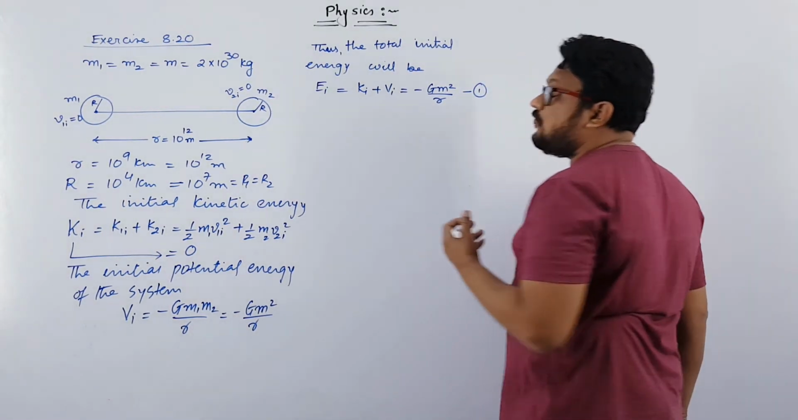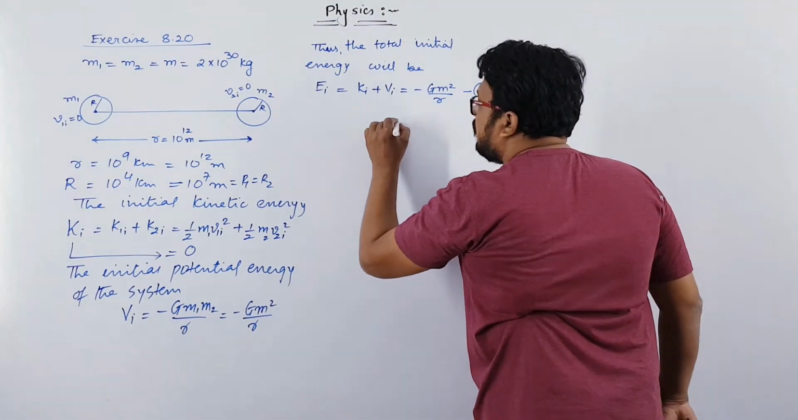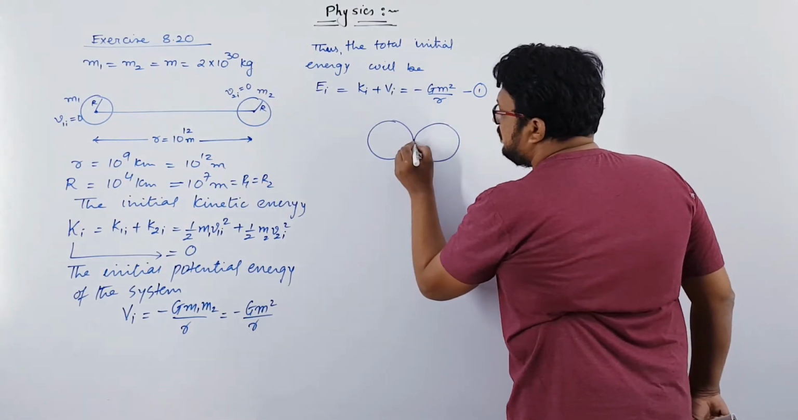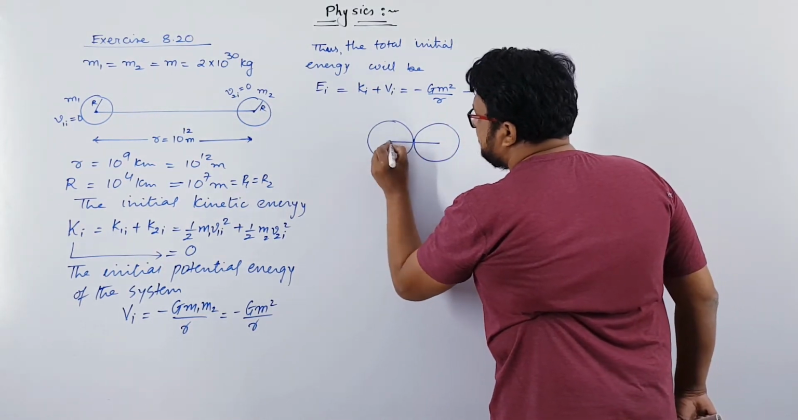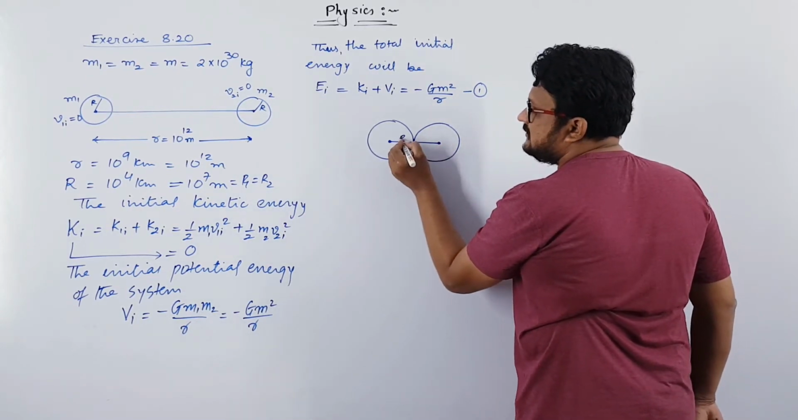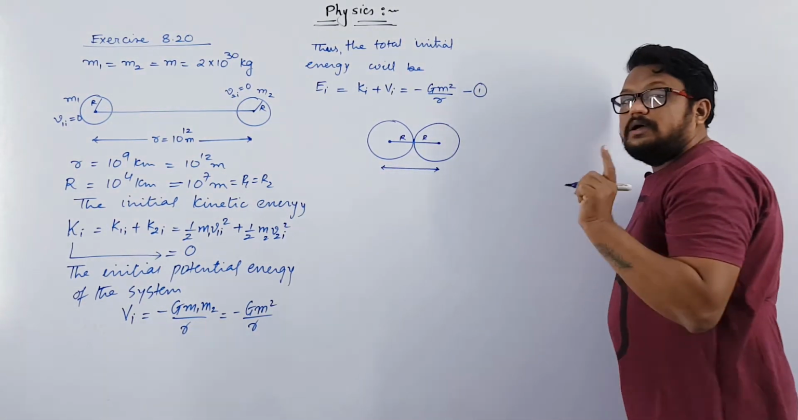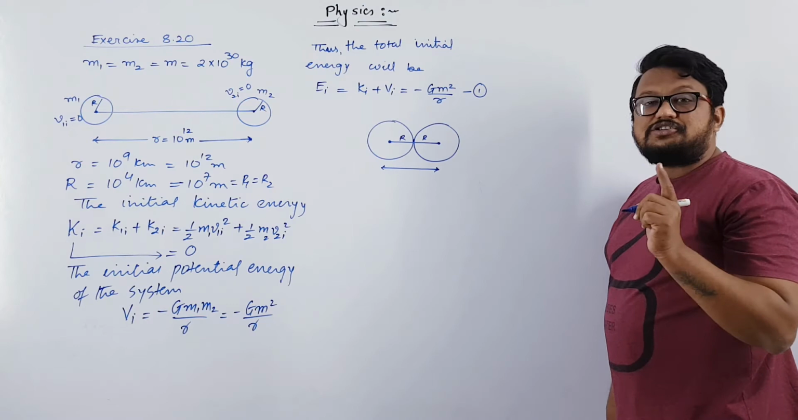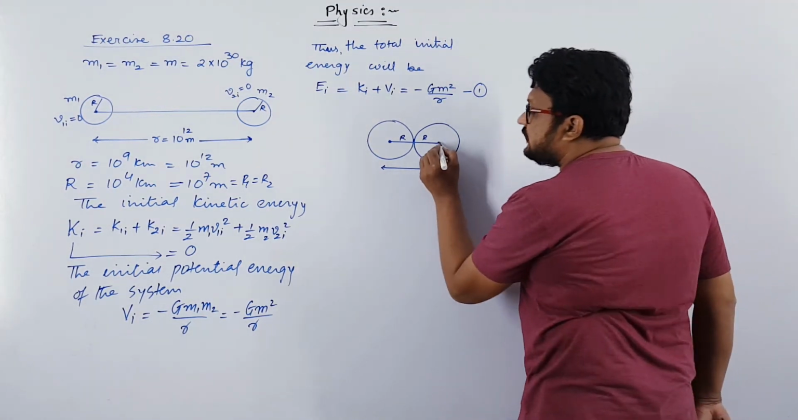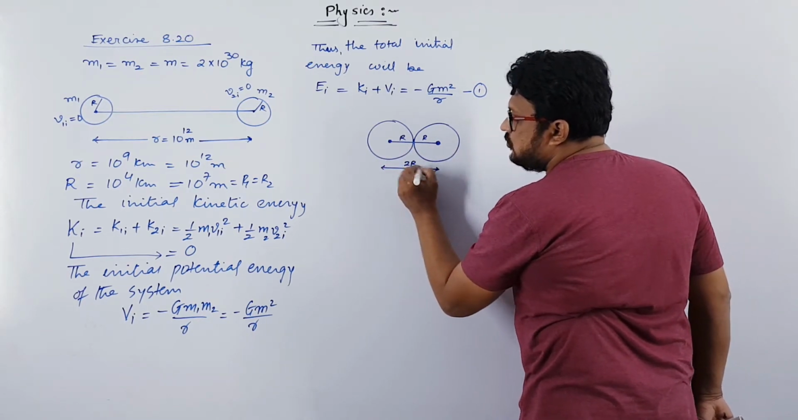Now second, we have to find the speed when they actually collide with each other. So when two stars will collide with each other, let us say this is star 1 and this is star 2. When they will collide with each other, the distance between them will be equal to the diameter. This is r and this is r. Remember, when two stars collide with each other, the distance between them will not be 0, right? We have to always find distance from their centers. So r plus r, distance will be 2r.